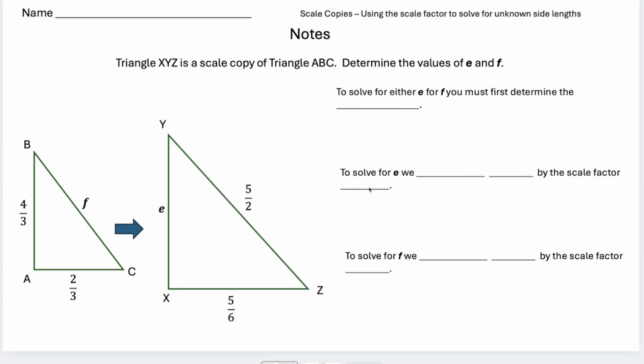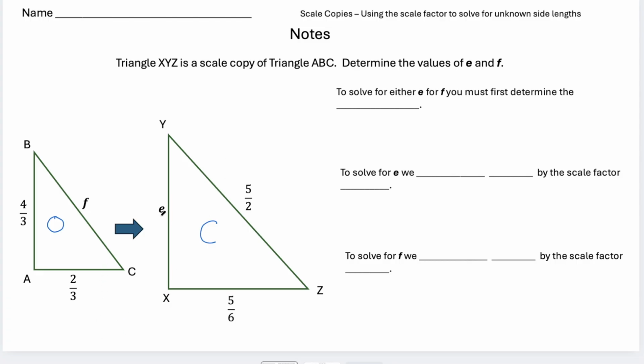All right, so here's the problem. It says triangle XYZ is a scale copy of triangle ABC. So here's our X, Y, and Z. We know this is a copy, so let's put C here for copy. And this must be the original over here. Again, the larger triangle is a copy of the smaller, and we want to determine the values of E and F.